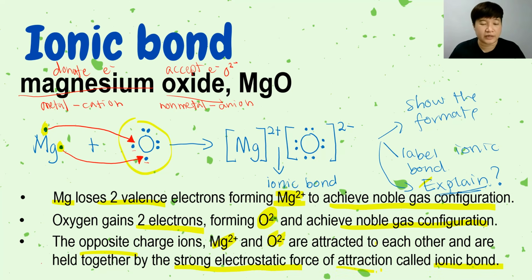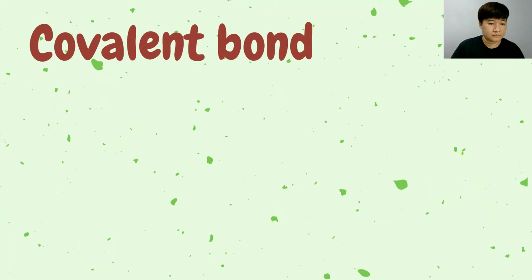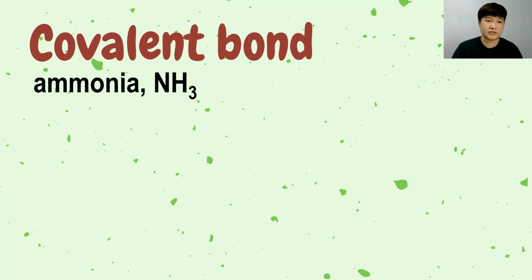Okay? And when the question asks you to explain, you basically are writing back what you have done above. So don't be nervous. Don't be worried about the word explain. It's just very simple. What are you doing above? Write it again in English words. That's it. And next, we are going into covalent bond. So the first example that I have for covalent bond today is ammonia.